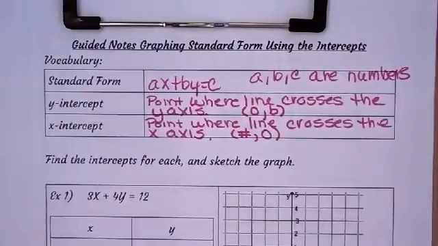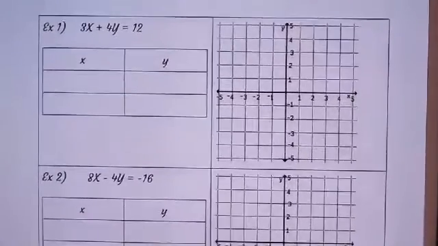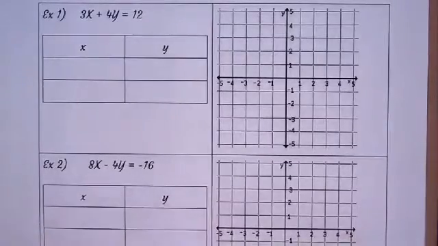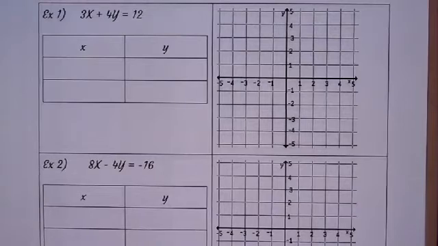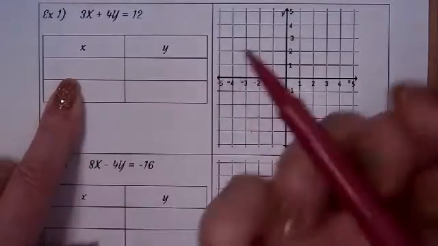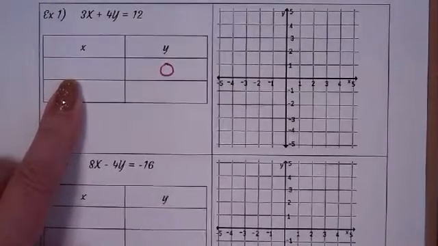Okay, so what we're going to do in this is we're going to look at equations that are in standard form, like example 1 and 2. And we're going to graph these, but instead of using our slope and our y-intercept like we had before, we're just going to use our x and y intercepts, okay? So let's go back and talk about this a minute. If I'm looking for my x-intercept, what I know is that y has to be 0, okay? Y will have to be 0.